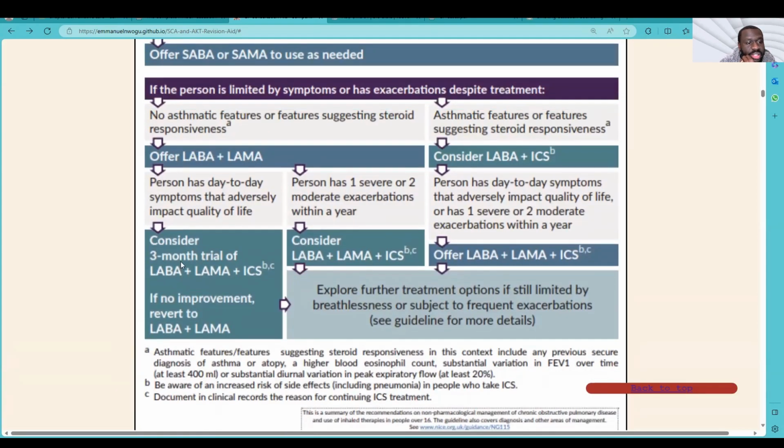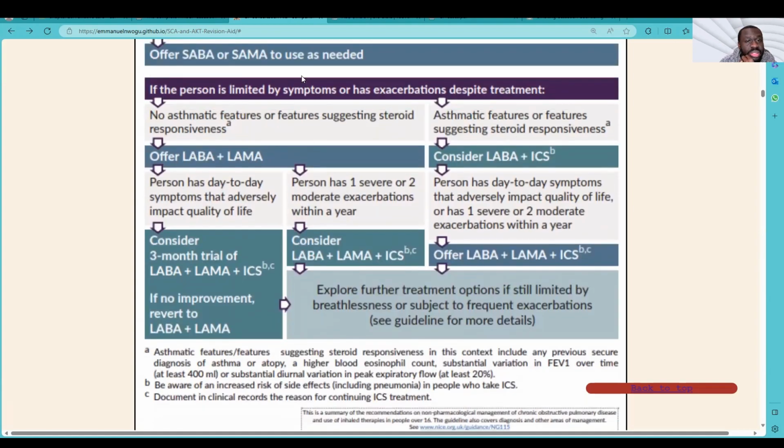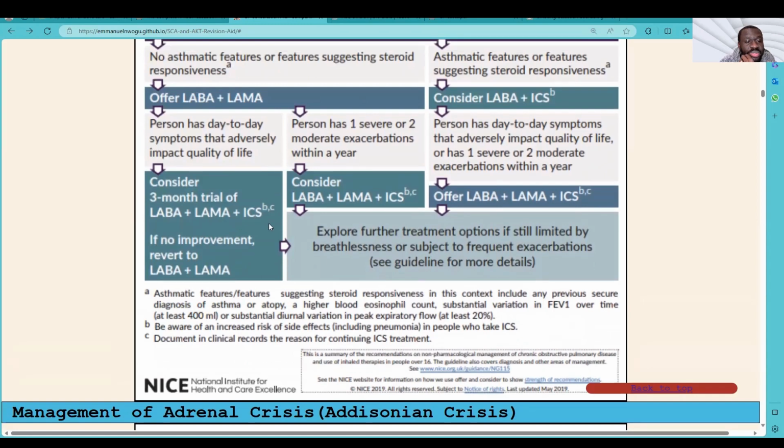Because you can see here, if there are no clear asthmatic features or steroid responsiveness, but patient symptoms are still not controlled on LABA plus LAMA plus your SABA or SAMA, and then you add the inhaled corticosteroids, and the patient's symptoms are still not improving, you have to take off the steroids.